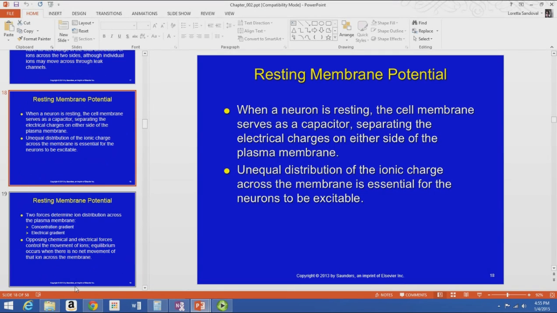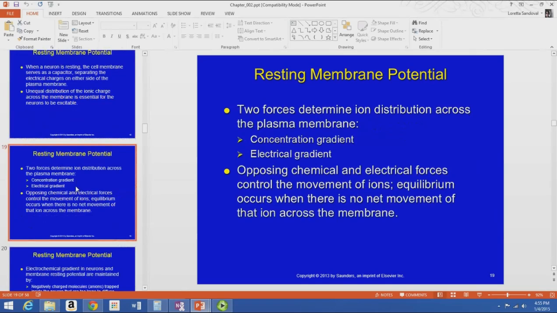Okay, so there are two different forces at work that determine the ion distribution across the plasma membrane. There's a concentration gradient and an electrical gradient. So the concentration gradient means that there is more sodium outside the cell than there is inside the cell, and there's more potassium inside the cell than there is outside the cell. The electrical gradient is the difference in charge. It's that minus 70 millivolts. It's that much more negative inside the cell than it is outside the cell.